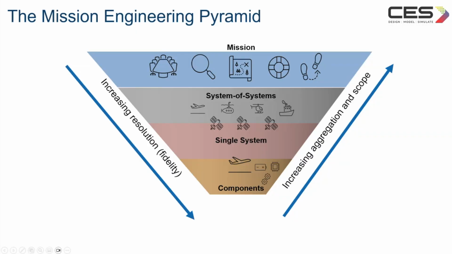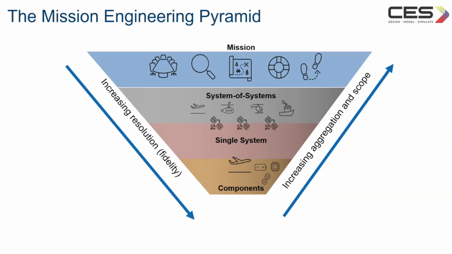This is a famous pyramid diagram. At the bottom, we have components such as sensors, processors, communication modules. At this level, we are focused on high fidelity design and performance analysis. It's really common to have different teams work on different components, right, based on their expertise.